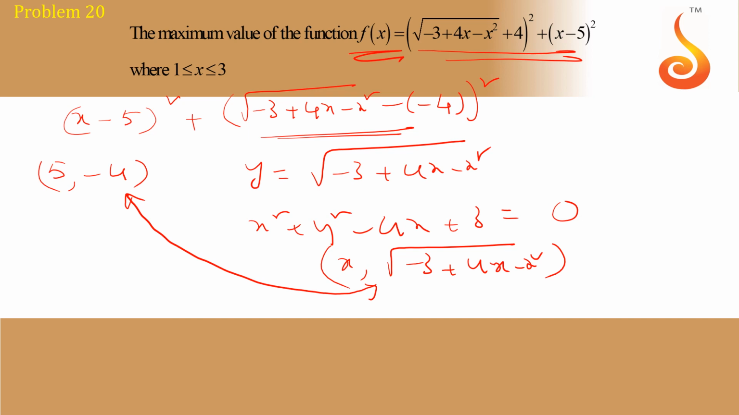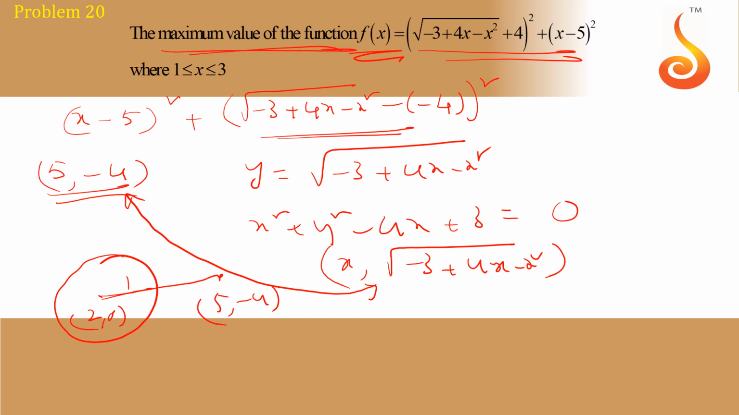Now how to get it? Go to geometry. What is the center of the circle? 2 comma 0. What is the radius? Out of g square plus f square minus c, which is 1. I think the distance between 5 comma minus 4 and 2 comma 0 is more than the radius, so it's outside. Then what I am asking, what is the maximum distance? So the maximum distance from this will be distance plus radius. Can you do like this?